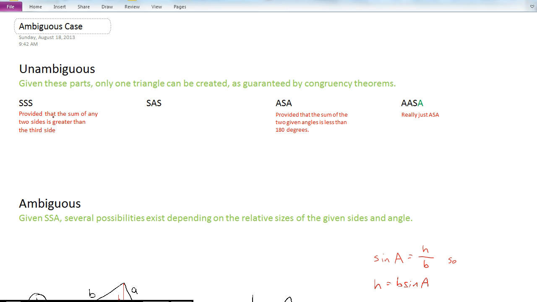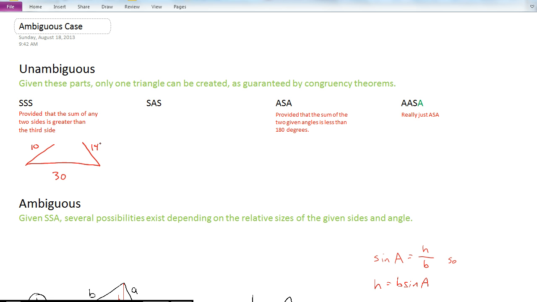The only proviso under the SSS is you just have to avoid the situation where you have, say, one side of 30, another side of 10, and a third side of 14. This is not going to make a triangle because one of the fundamental principles of a triangle is that the sum of any two sides is greater than the third. So that's the only condition under SSS that you have to meet in order to have a triangle.